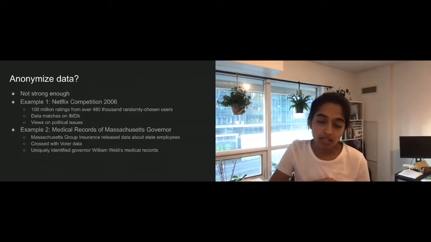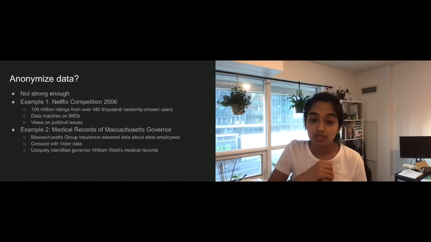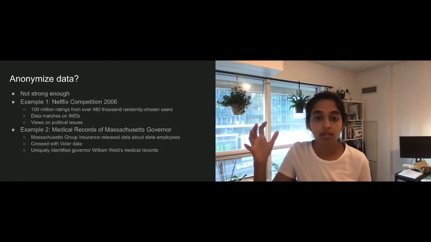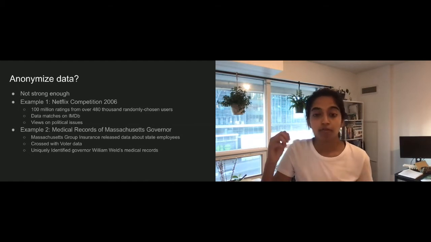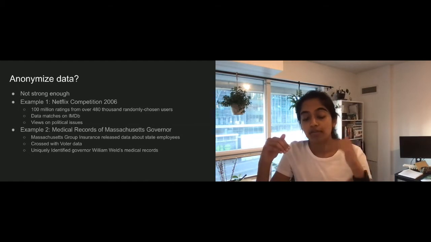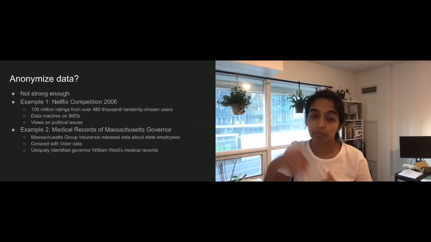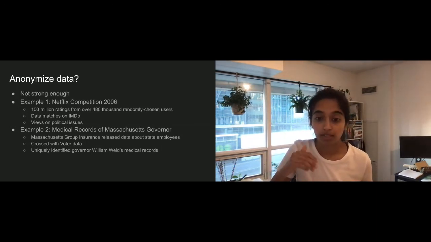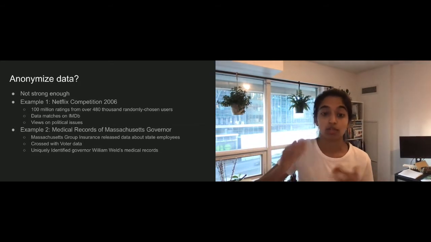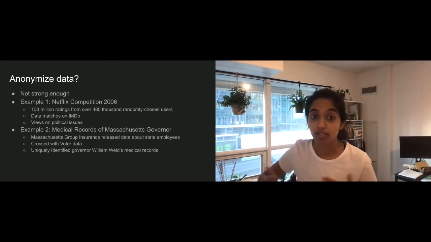This happened in another example as well, in Massachusetts, where the insurance data was released for all the state employees. This was cross-referenced with the voter data that was also publicly available, because of which the governor's medical data was recognized and uniquely identified. And now you see why anonymizing data is not strong enough.